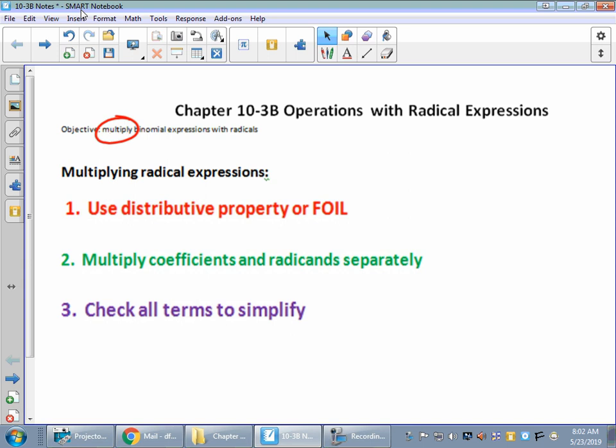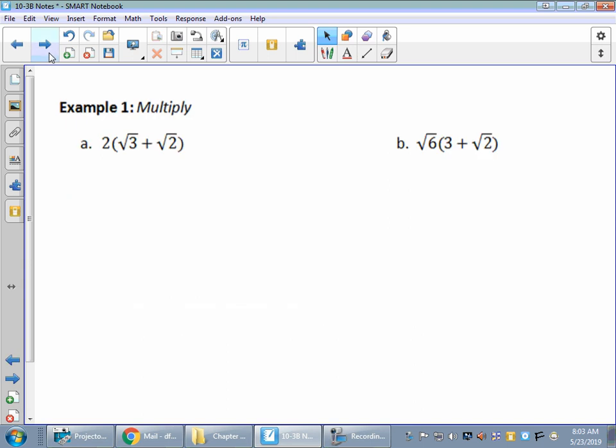So combining, that means combining like terms. That means simplifying your radicals. All the things we've done so far in Chapter 10. Okay, so let's get rolling with some examples. Let's go on to letter B here.